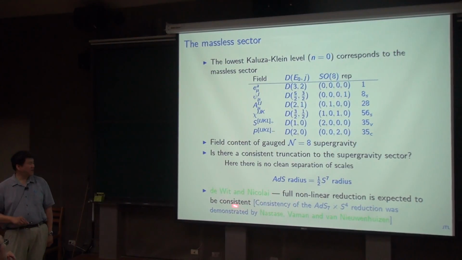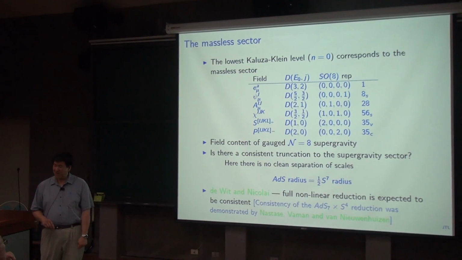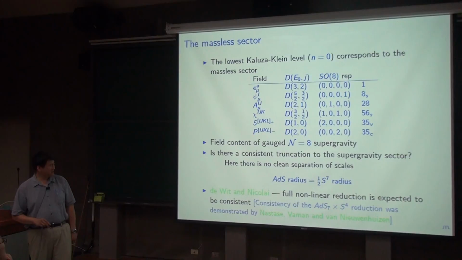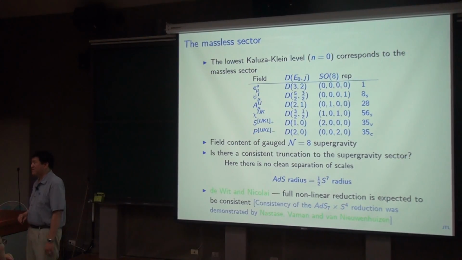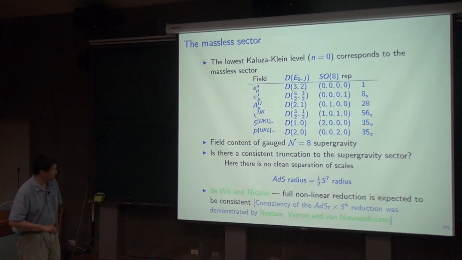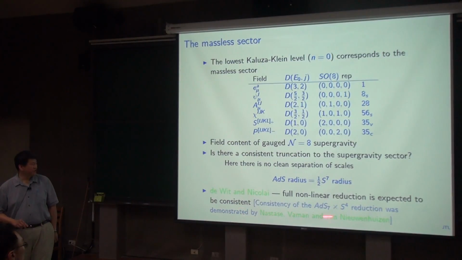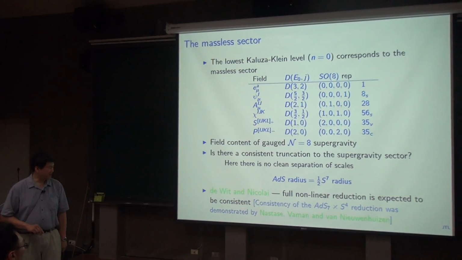And de Wit and Nicolai more or less have proven that the full nonlinear reduction on S7 gives you this as a consistent truncation. There's one or two possible loopholes, but more or less, I think it's pretty much guaranteed that this is a consistent truncation. However, it's not completely obvious what the symmetry principle is, guaranteeing consistency. The opposite case, AdS7 times S4, was proven to be consistent by explicit construction by these guys.